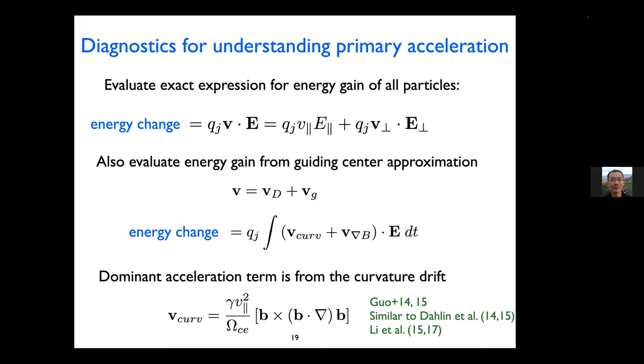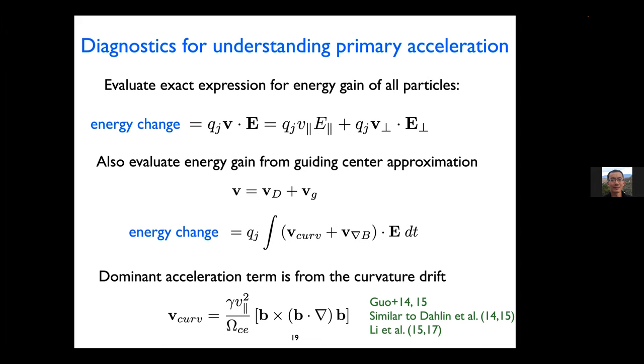The Fermi and the betatron acceleration correspond to the guiding center drift in this approximation. So we can figure out the current they generate and the energization they have in these drift motions. Overall, the takeaway is that we look at these different drift terms and an ensemble of a large number of trajectories. What we find is that the dominant acceleration term is the curvature drift acceleration.